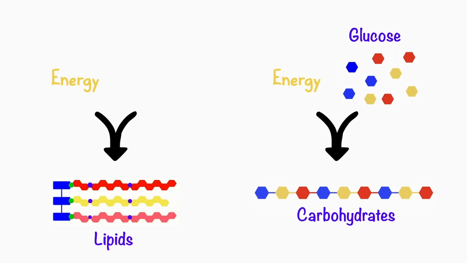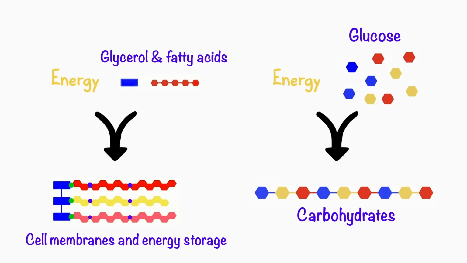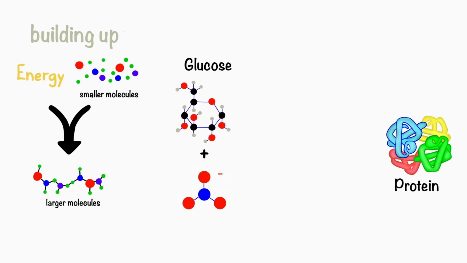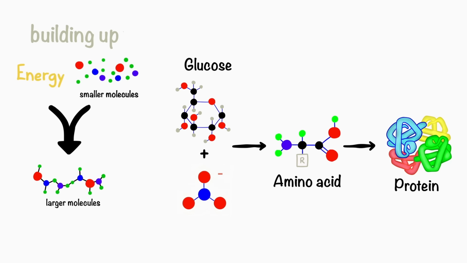Lipid molecules are another example. They're synthesized from two types of building blocks: glycerol and three fatty acids. These lipids are vital for cell membranes and energy storage. Proteins are formed when glucose is combined with nitrate ions to make amino acids. These amino acids are then linked together to form proteins. Proteins serve countless functions in your body, from structural components to enzymes that control reactions.